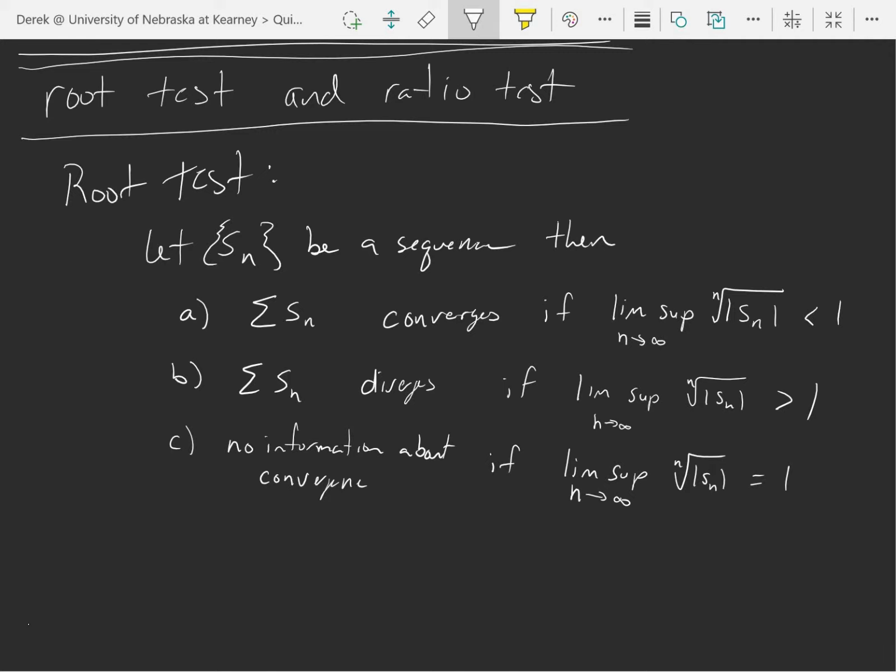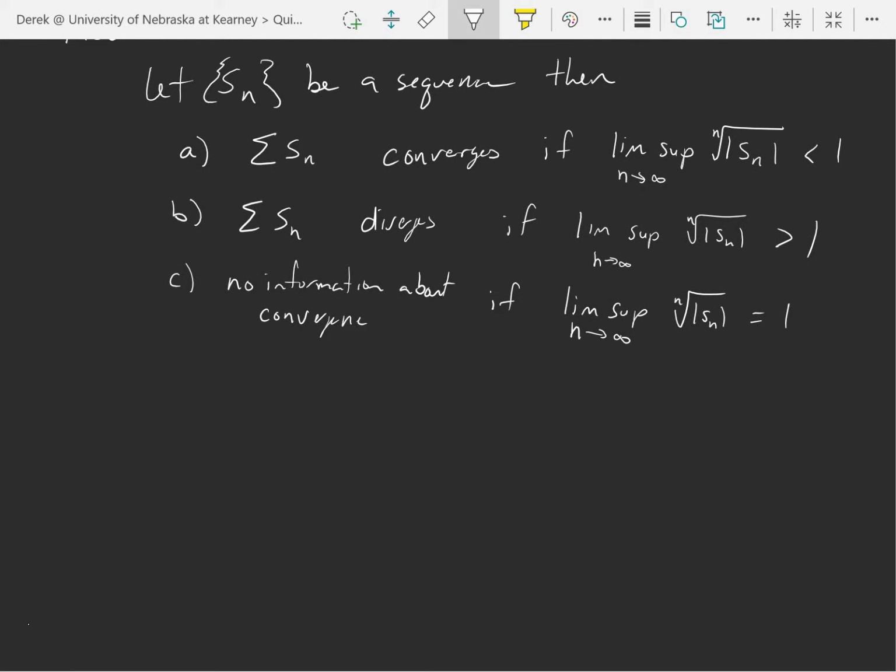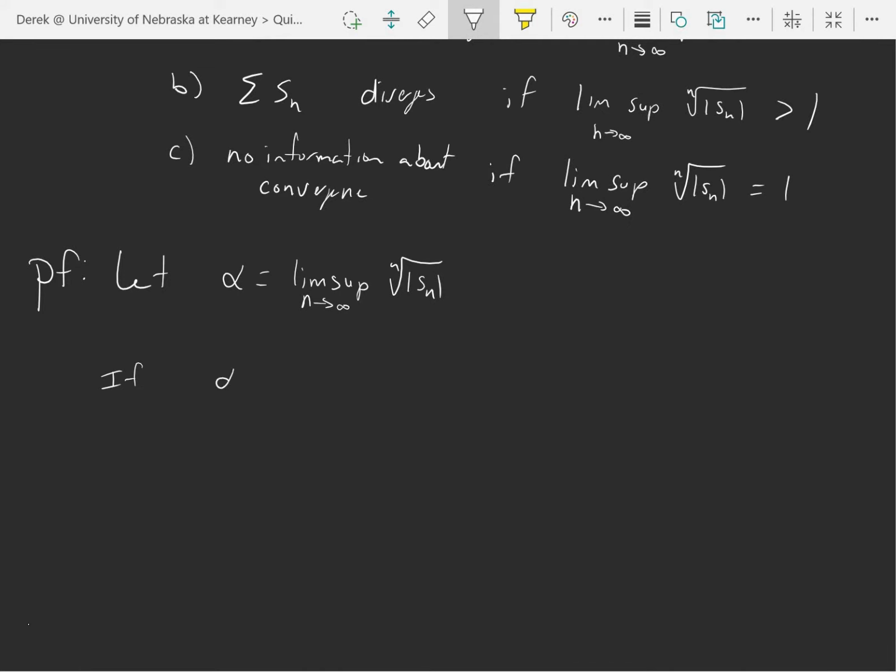Okay, so we're going to use the comparison test after we sort of manipulate this lim sup thing a little bit. So proof, let alpha equal the lim sup of the nth root of the absolute value of S sub n. Okay. If alpha is less than 1, then set beta equal to (1 plus alpha) over 2, which is also less than 1. So alpha is less than beta, strictly less than 1. So beta is somewhere in the middle, halfway between alpha and 1.